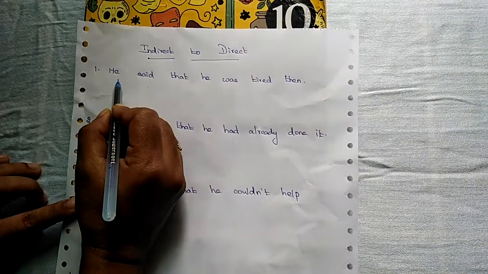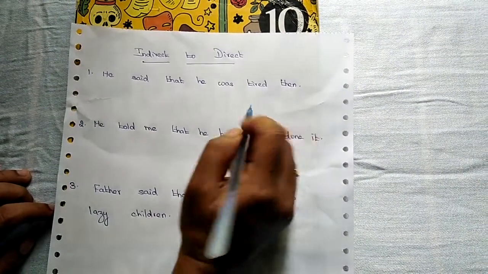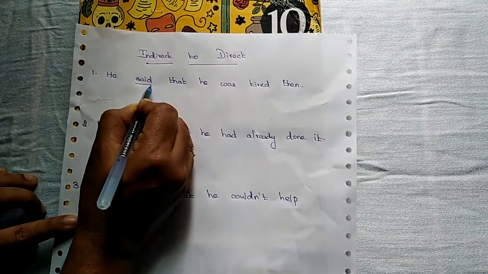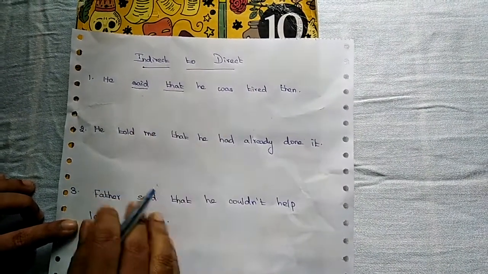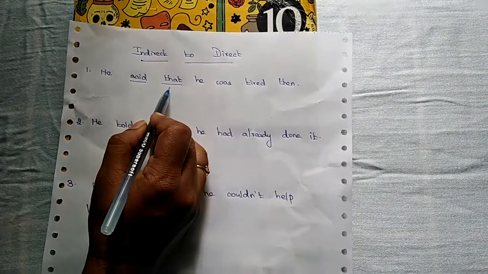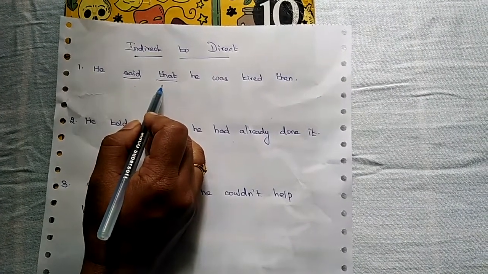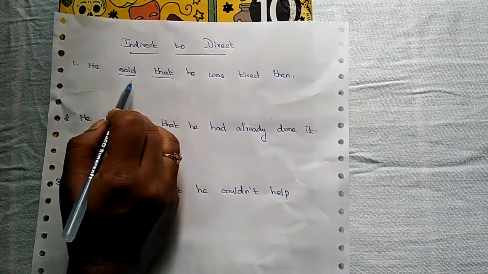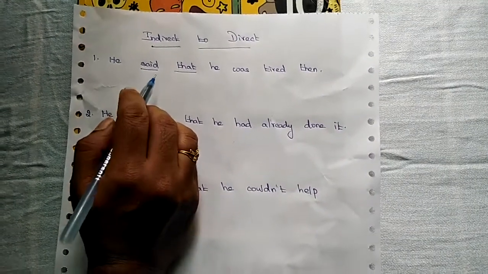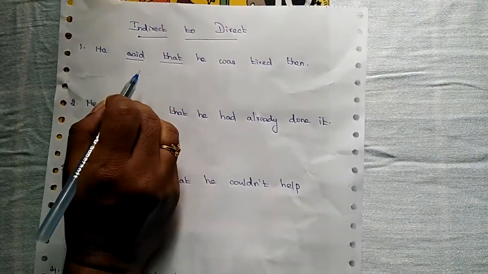We can read. He said that he was tired then. So now, he said that. Where you will use this connecting word that? Yes, in the declarative sentence or in the exclamatory sentence. Is it, ma? So, if the reporting verb is said, no need to change anything. Write as it is. Said will remain the same.